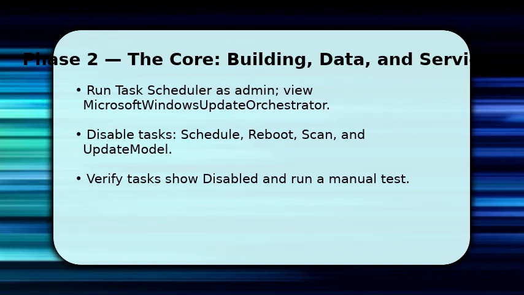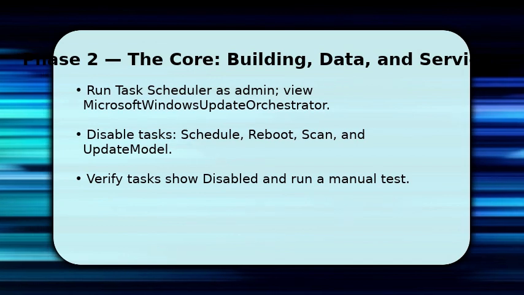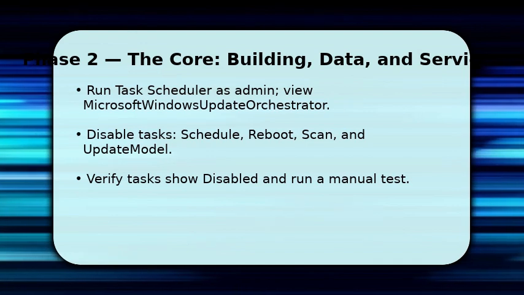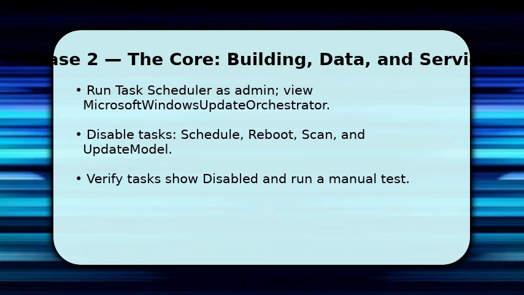Once done, verify each task status reads disabled, and then run a manual test by forcing a reboot. Make sure updates do not resume. If any task reappears, note its name. You'll remove or rename the responsible file. Finish by preventing the system from recreating tasks.